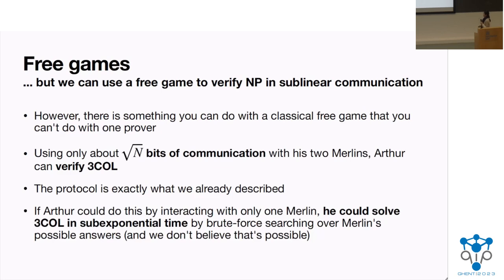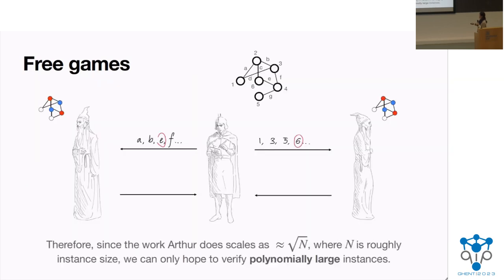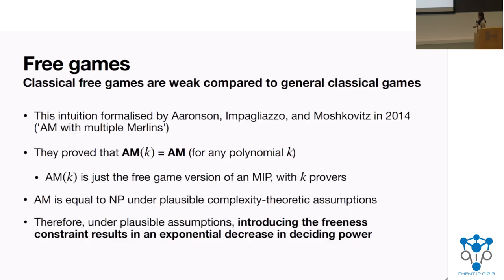Okay. But it might well be that AMK is just equal to NP, but there is something you can do using the AMK model that you couldn't do using a single prover, and that is verify, using only about root n bits of communication, a 3 coloring instance. So the protocol, we actually already described it. It's exactly this. You just send a bunch of random vertices, a bunch of random edges to Merlin 1, a bunch of random vertices to Merlin 2, and hope for collisions, and then do the usual check.